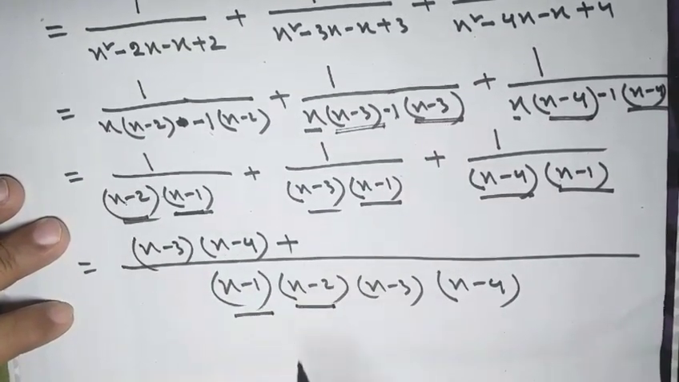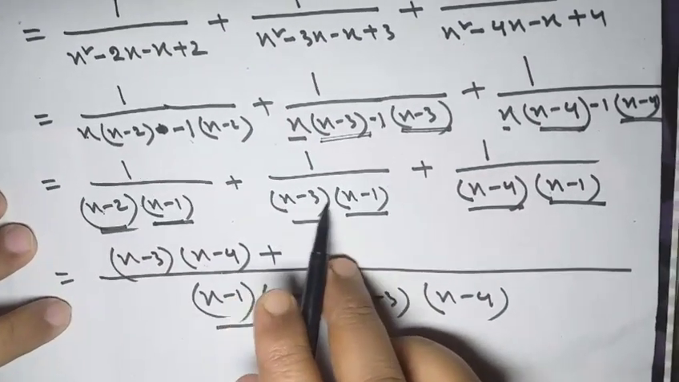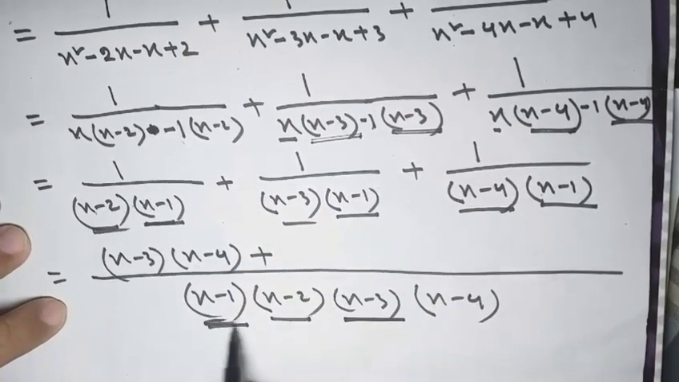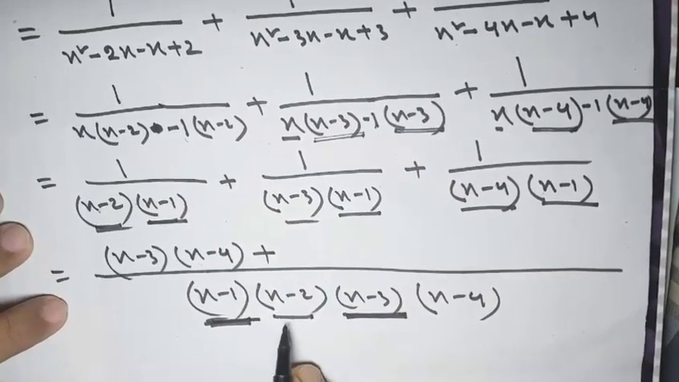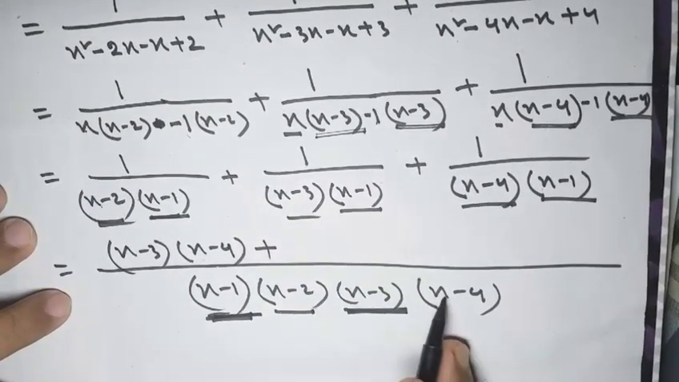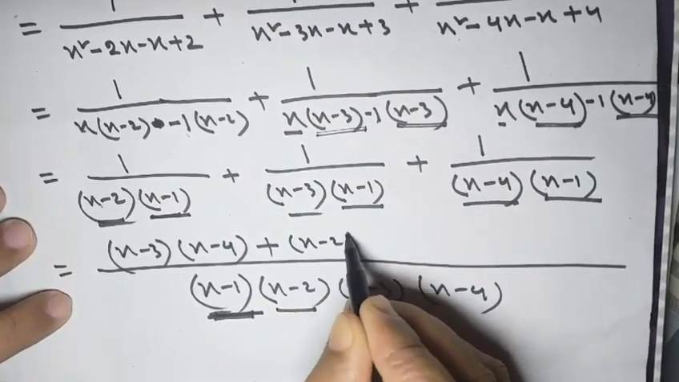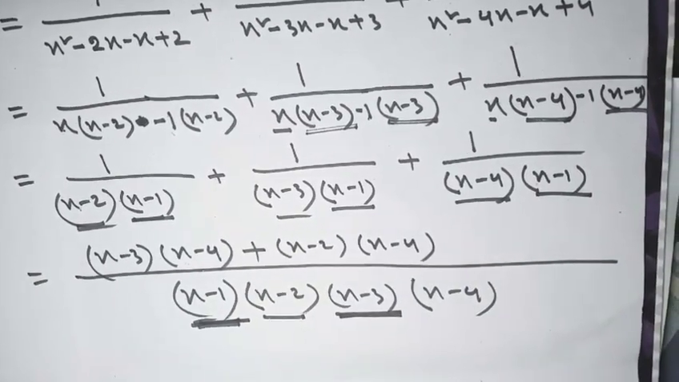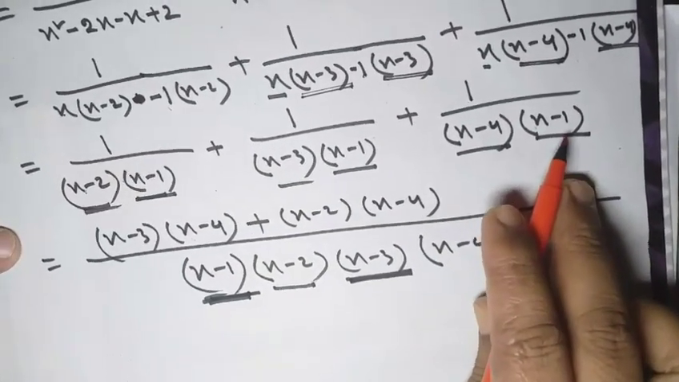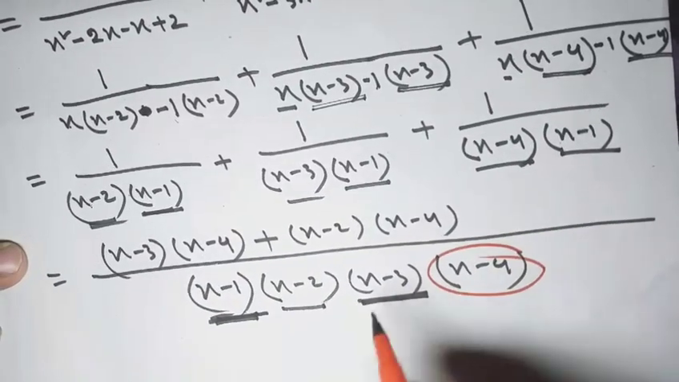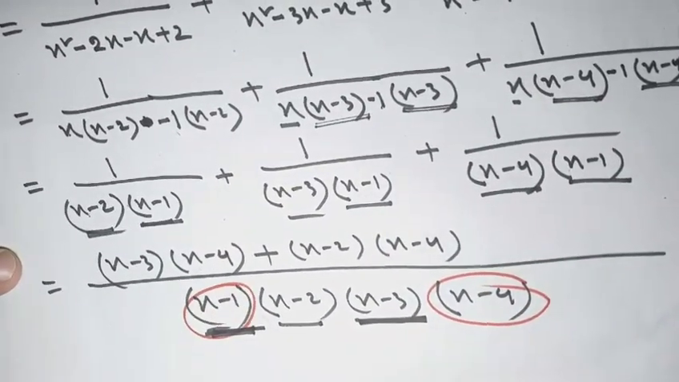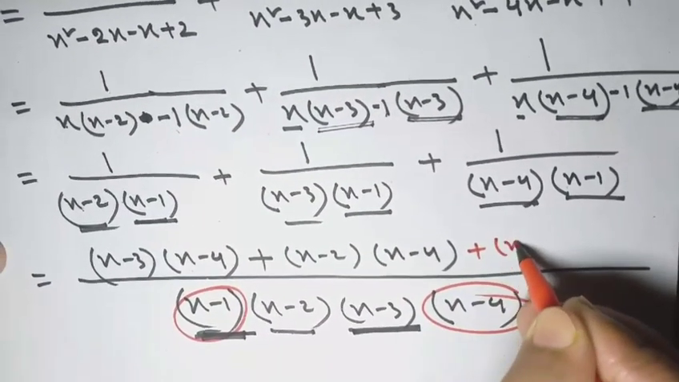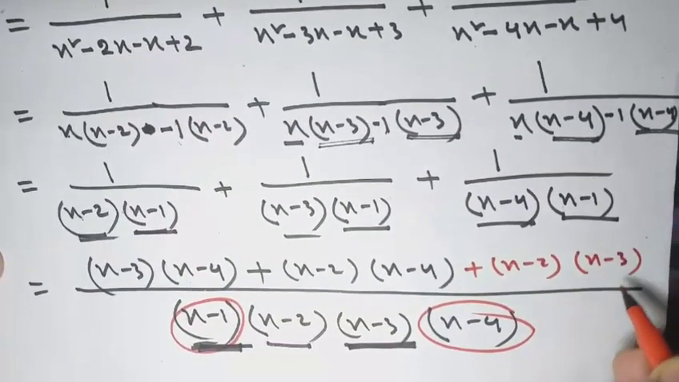Then plus sign again. x minus 3 and x minus 1 is here. So what is remaining here? x minus 2 and x minus 4. Similarly, x minus 4 and x minus 1 is here, that means this one x minus 4 and x minus 1. What is remaining here? x minus 2 and x minus 3. So x minus 2 and x minus 3.